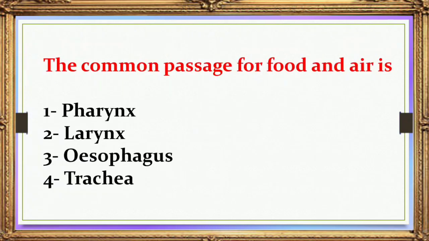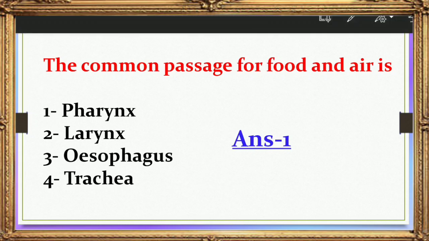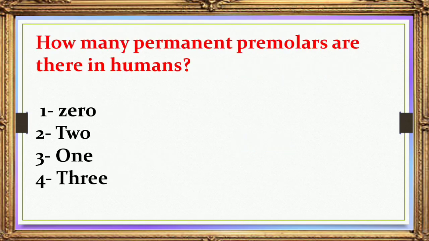The common passage for food and air is, this is a very easy question. First, pharynx. How many permanent premolars are there in humans? First, 0, second, 2, third, 1, or fourth, 3.